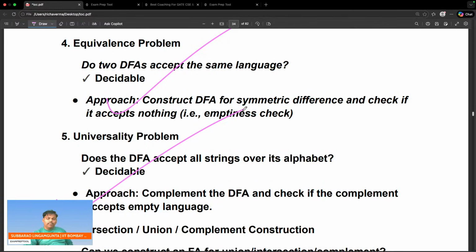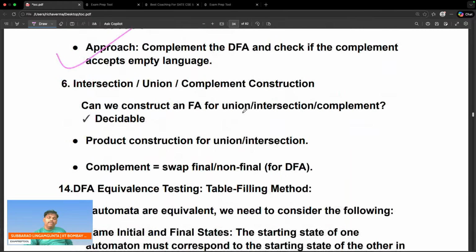So just do complementation, and emptiness can be verified. Next one, intersection, union, complement. You can get intersection, union and complementation, and you can do it with the product machine.